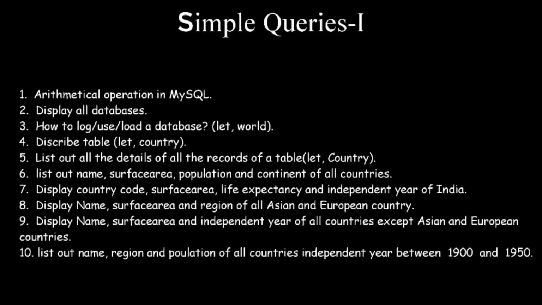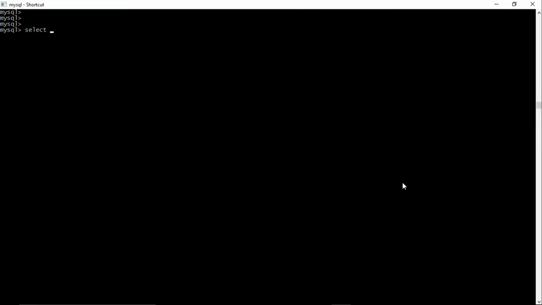Now question number 10. List out name, region and population of all countries with independence year between 1900 and 1950. Command is select name, region, population from country where independence year between 1900 and 1950. Note down.